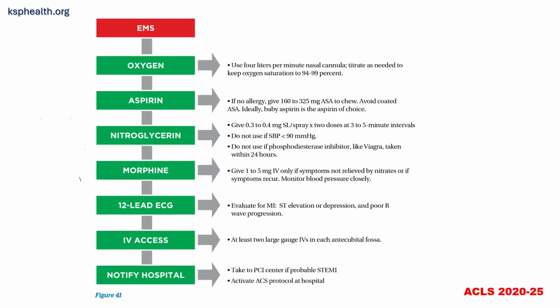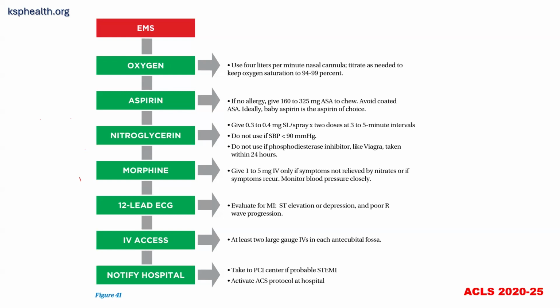Nitroglycerin, give 0.3 to 0.4 milligrams sublingual. Spray 2 doses at 3 to 5 minute intervals. Do not use if the systolic blood pressure is below 90, or if there was consumption of phosphodiesterase inhibitors like Viagra taken within the last 24 hours.